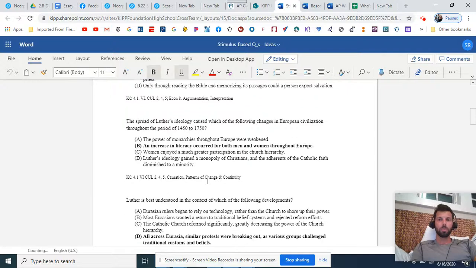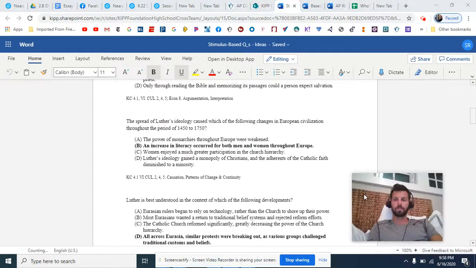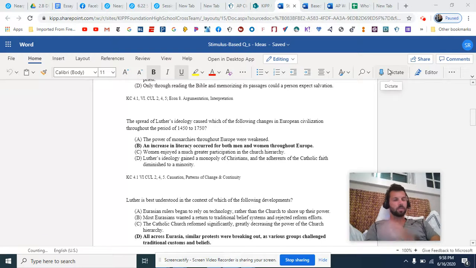So just some tools to help you navigate this course. And that's the end of this Screencastify. Now you are going to explore AP Classroom in breakout rooms.